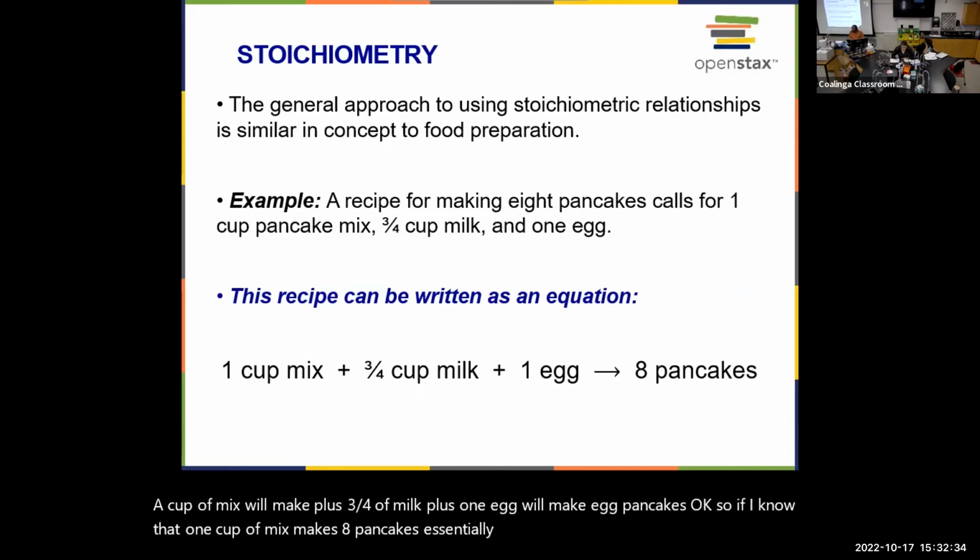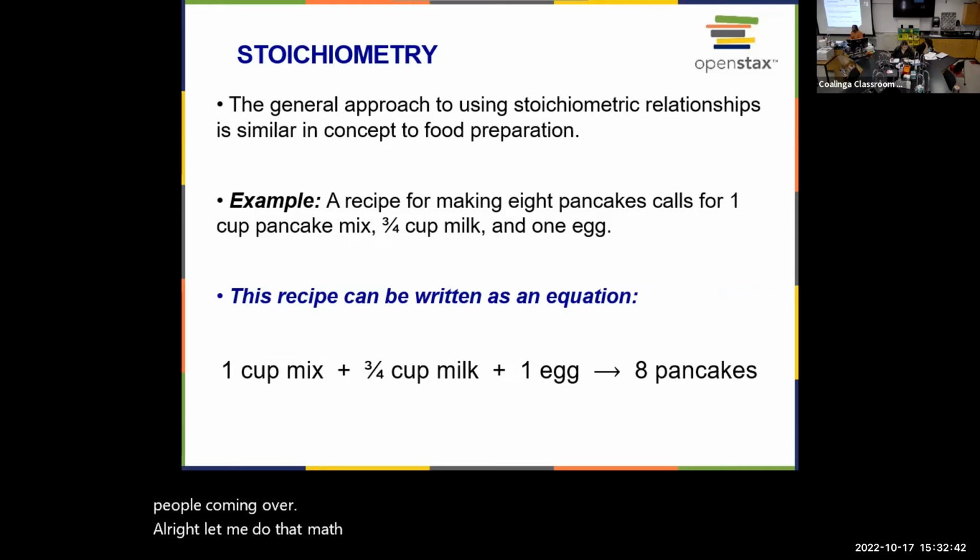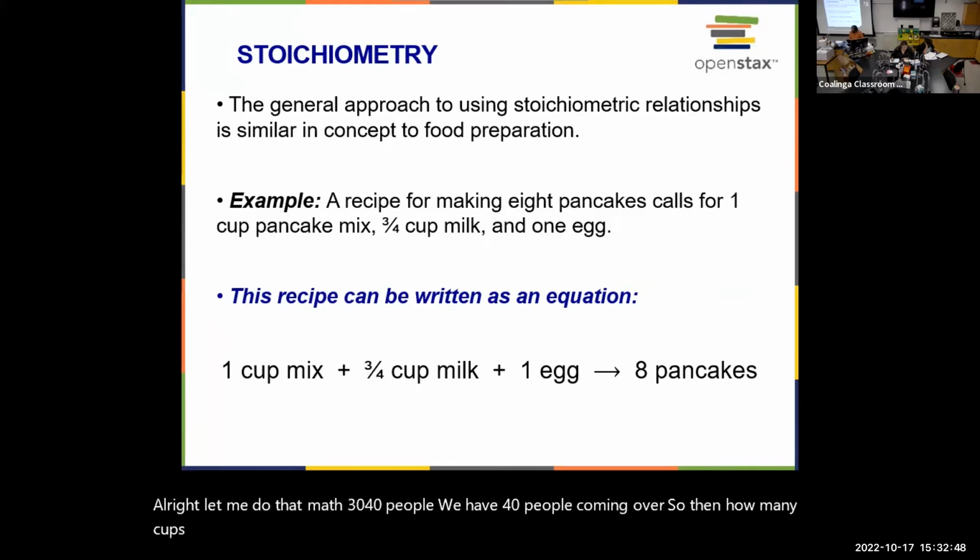it's a 1-to-8 ratio. If I had 36 people, 40 people, we have 40 people coming over, so then how many cups of mix am I going to need? 5. How many eggs am I going to need?